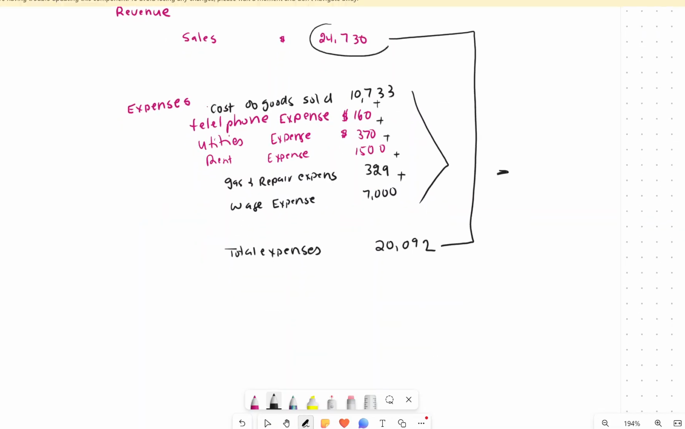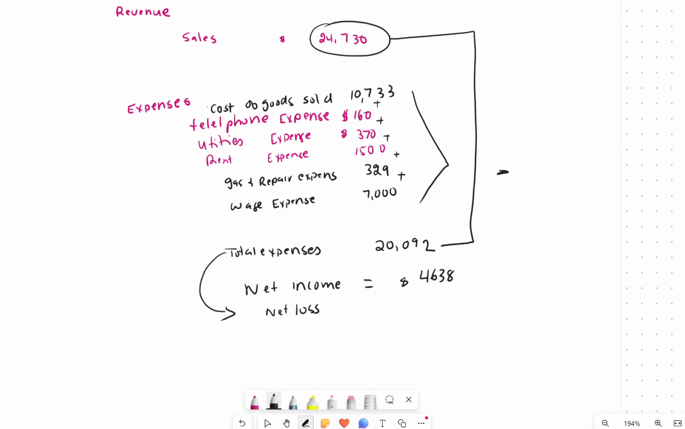I have a revenue and I have expenses, and there is a difference between the two. If my revenue is higher, then we call it net income. But if your expenses were higher, you will call it net loss. In this case, we have a net income, the difference between the two numbers, $4,638. So that's what the number is. If the expenses were higher, you have a net loss. If the revenue is higher, you have a net income.